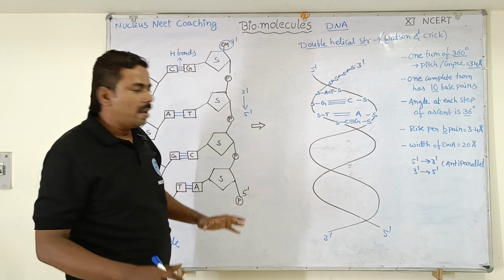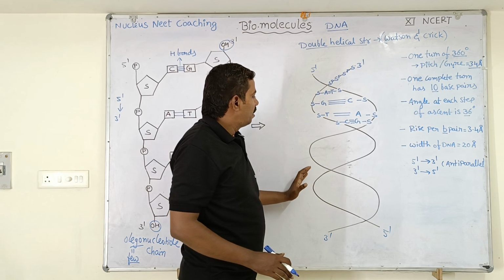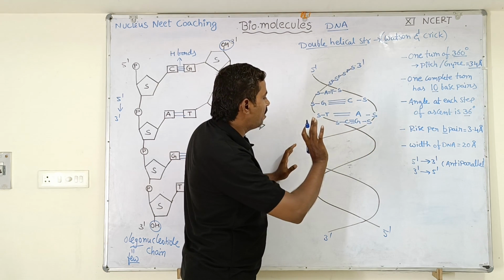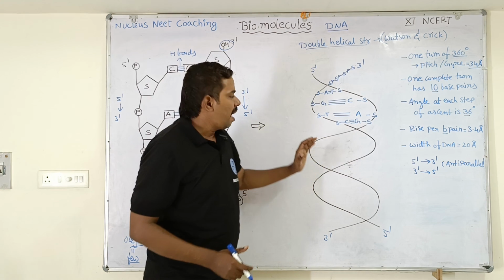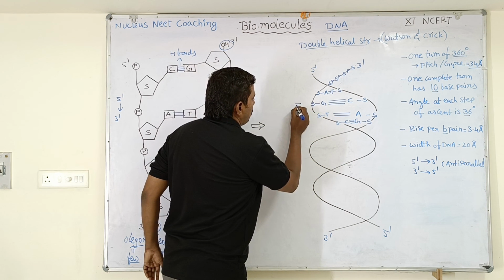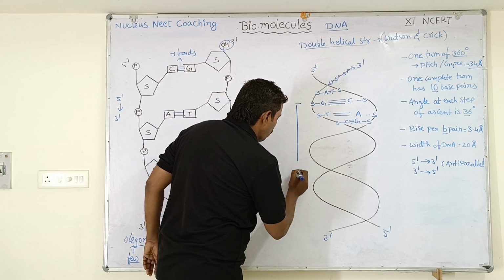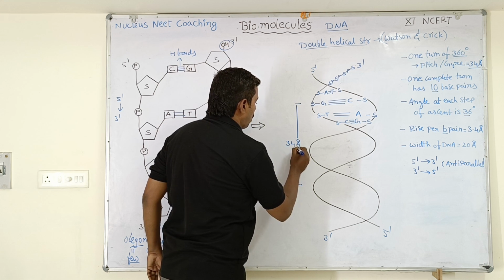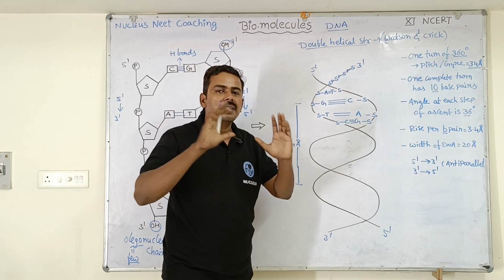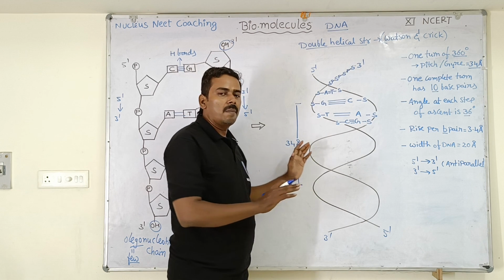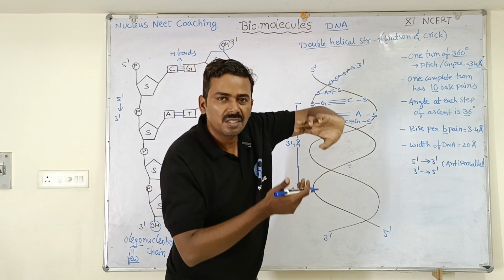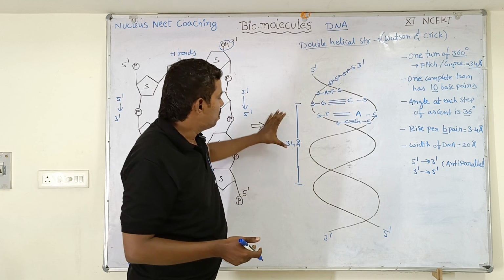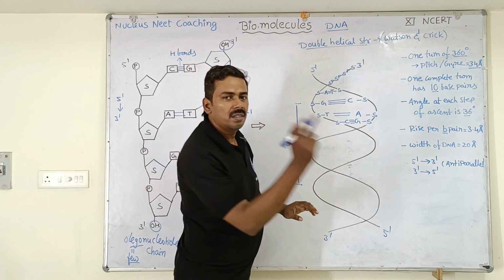Now look here, the DNA takes a right hand turn. When the DNA is taking a right hand turn, it has to cover a distance of 34 Angstroms in order to complete one complete turn of 360 degrees. So this much distance is needed for the DNA to complete one 360 degree turn.